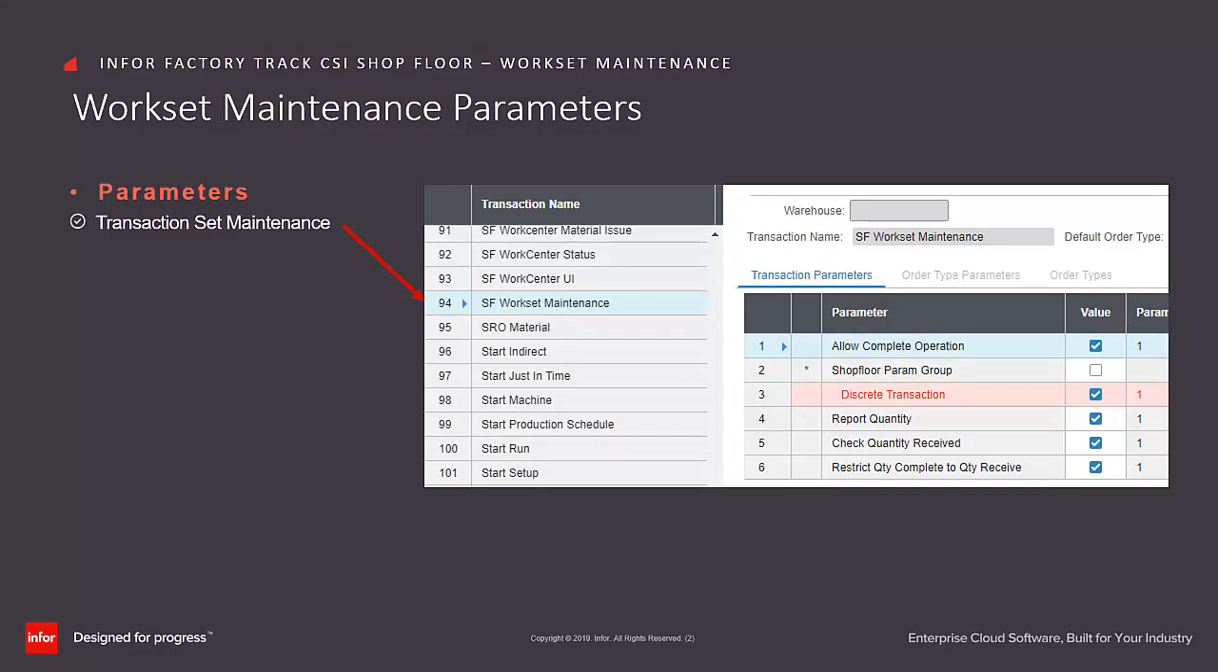To support the use of worksets being used in Factory Track, configuration of the workset maintenance parameters is required. Factory Track has a few workset maintenance parameters to control the validations, displayed fields and processing options that are permitted as part of the workset maintenance process. These are defined on the transaction set parameters form for the shop floor workset maintenance transaction name.